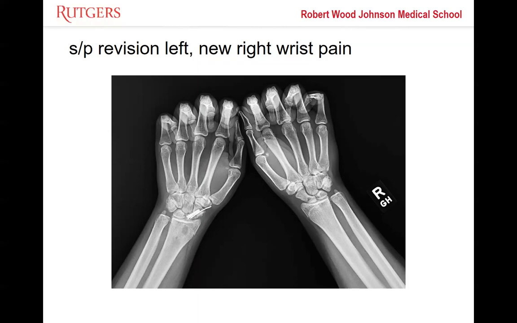He comes back in and now he's complaining of right-sided wrist pain. What do you think, Cadet? What's going on? This has been going on for 2 weeks now. Right, right. So now he's got bilateral proximal scaphoid fractures.